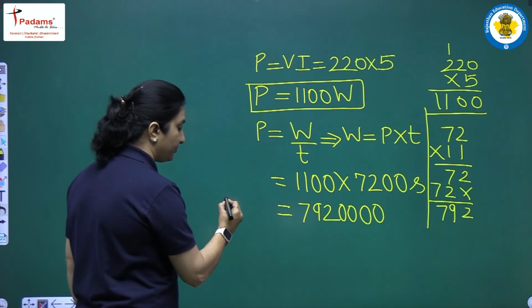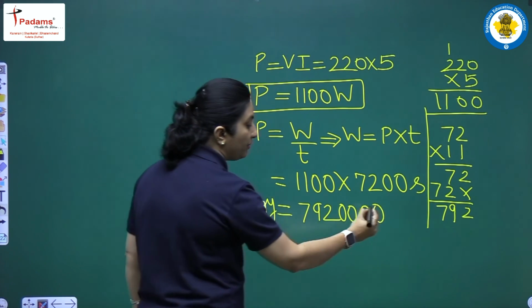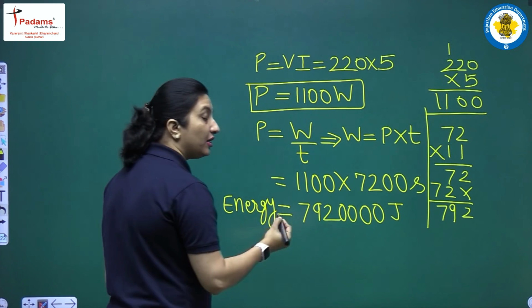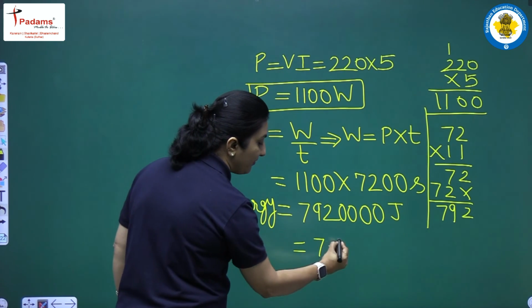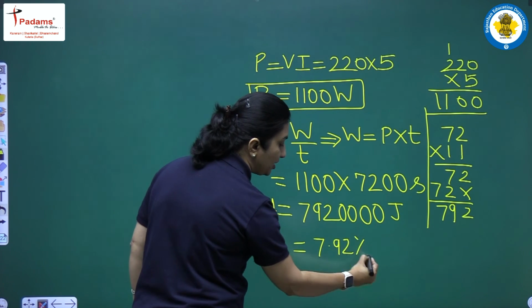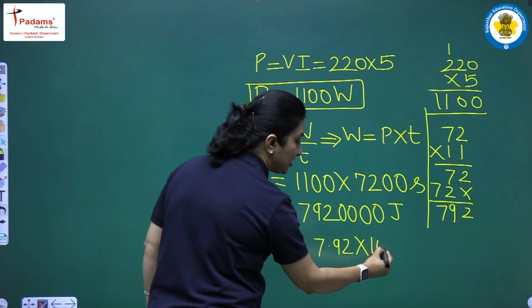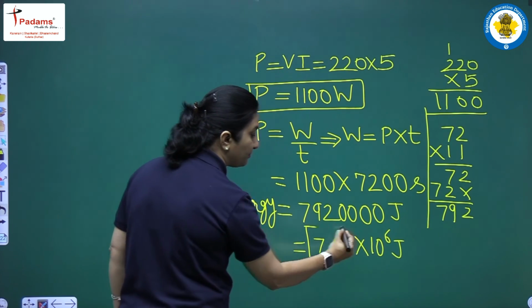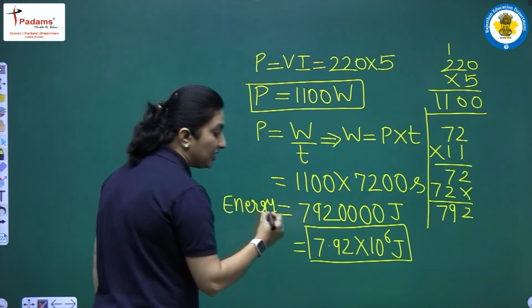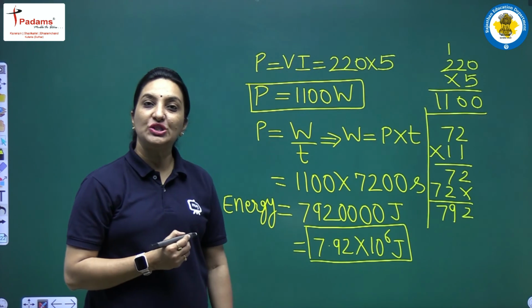So the energy will be this much of joules. Using the scientific notation, it can be written as 7.92 into 10 to the power 6 joules. Since I have placed a decimal after 7, so I'll write it in scientific notation like 7.92 into 10 to the power 6 joules.